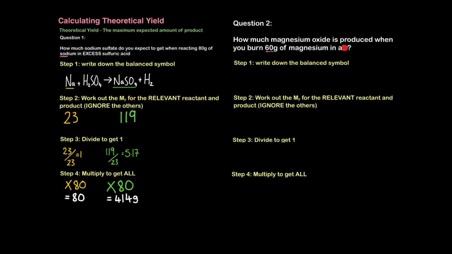How much magnesium oxide is produced when you burn 60 grams of magnesium in air? Now remember, the only two things that are important here are the amount of magnesium and magnesium oxide. The oxygen in the air is irrelevant because there'll be an excess amount of it. I'll do what the exams do. I'll give you the balanced symbol equation. So now pause and work out the rest.